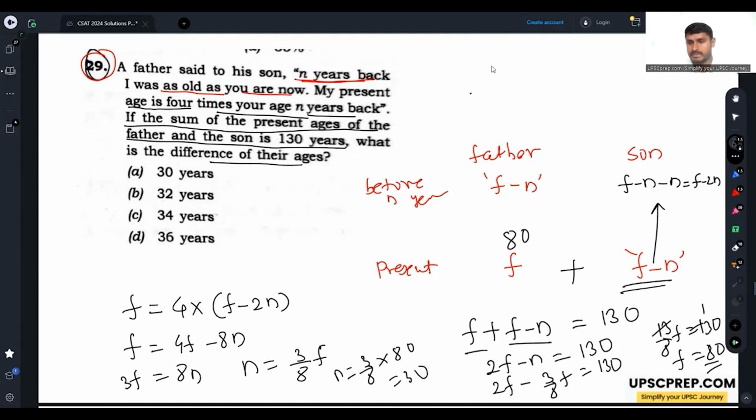तो what will be F minus N? Sun का age कितना होगा? अभी N is not sun का age, this is very important. What will be sun का age? It will be F minus N, यानी कि 80 minus 30, यानी कि 50 years. Okay. तो 50 years is sun का age.